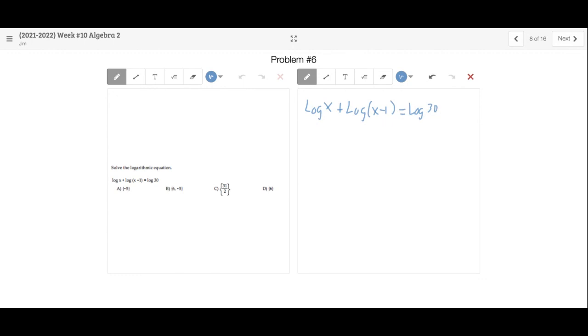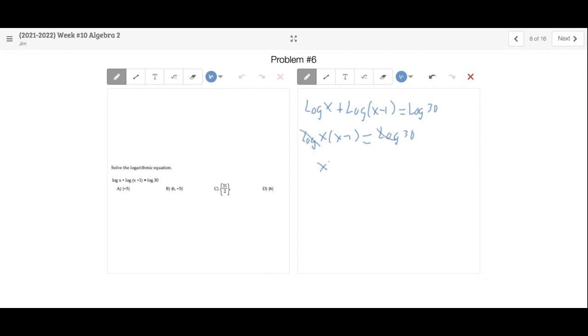But then you're going to notice that you're going to have one log on the left-hand side, one log on the right-hand side. And that's nice because then I can cross off the logs. If you have one on one side and one on the other, you can cross them off. So first step, combine the logs. It's a plus sign here. So this is going to be log of x times (x minus 1) is equal to log of 30. Guess what? I have one log on one side, one log on the other side. I can cross them off.